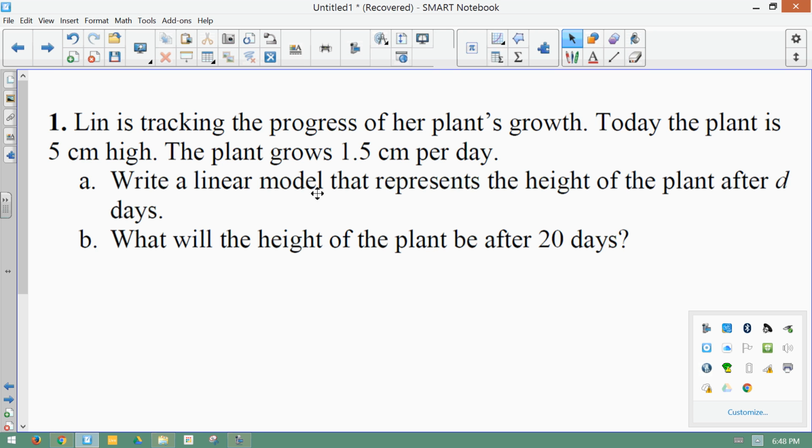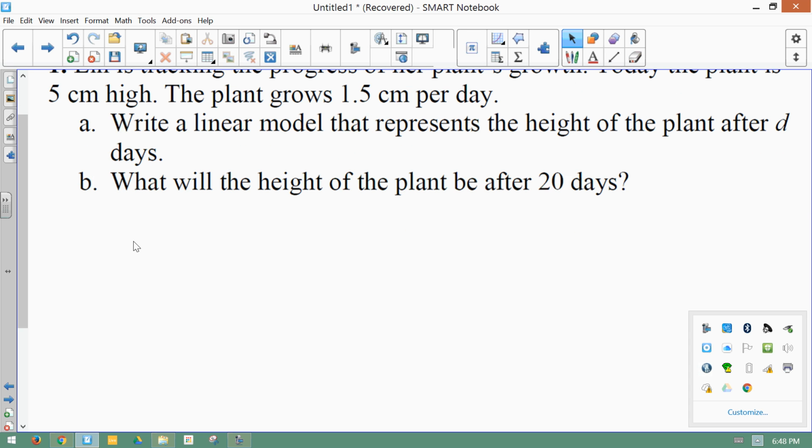All right. So Lynn is tracking the progress of her plant's growth. Today the plant is 5 centimeters high. The plant grows 1.5 centimeters per day. Write a linear model that represents the height of the plant after D days.